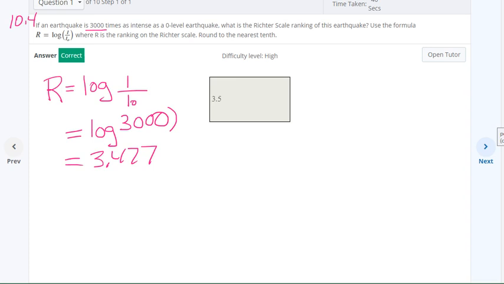I get 3.477, and it's to round to 1 decimal place. So I look at the hundredths, which is a 7. I'm going to drop the 7 and make this 3.5, and that's what this student has.